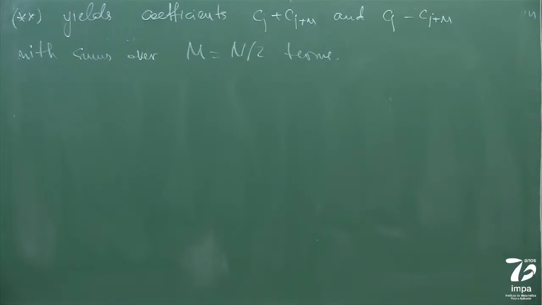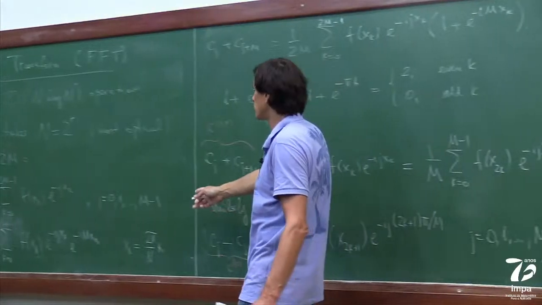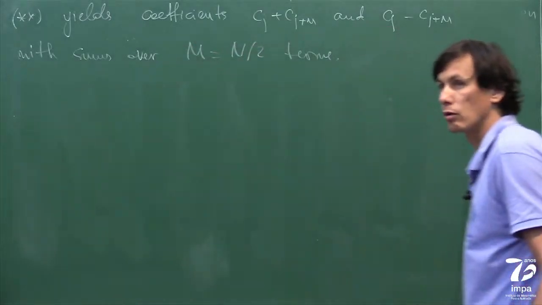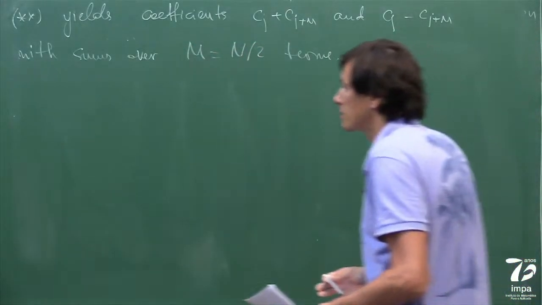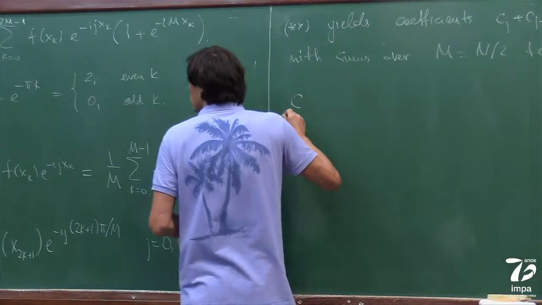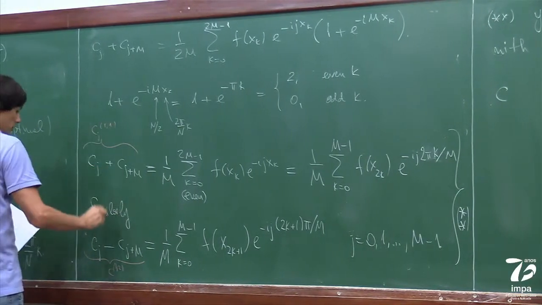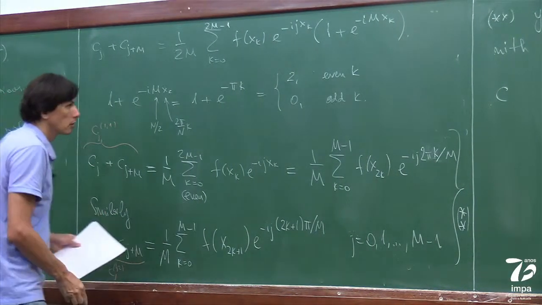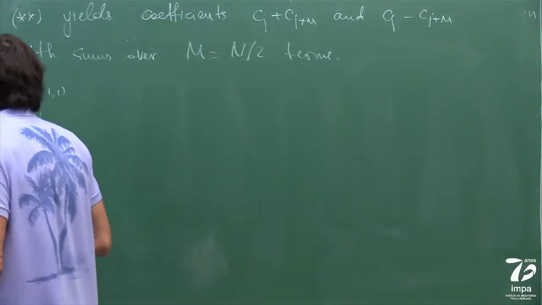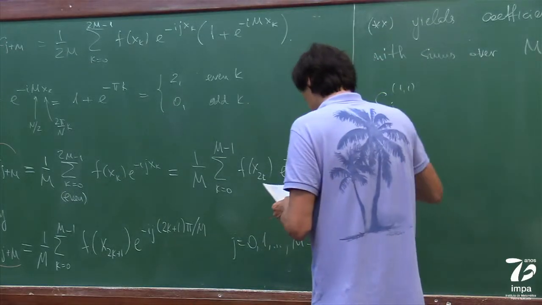So there were two sums over n terms, and now we have two sums each one over m terms, twice smaller. So now let's see that this can be continued. So we take the first coefficient, and this is a sum, and we just rewrite it in a slightly different way.